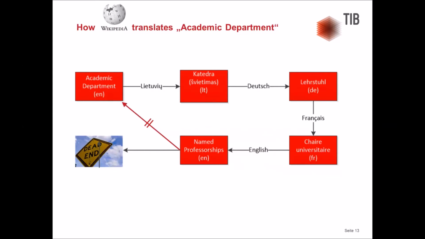So I looked up academic department at Wikipedia, at the English Wikipedia. You see this in the top left. And this is a key class in the VIVO-ISF ontology. And then I chose to go to the Lithuanian Wikipedia, and there you can already see that the meaning differs a bit from what we had before. Then I went to German, to French, and then to English again.